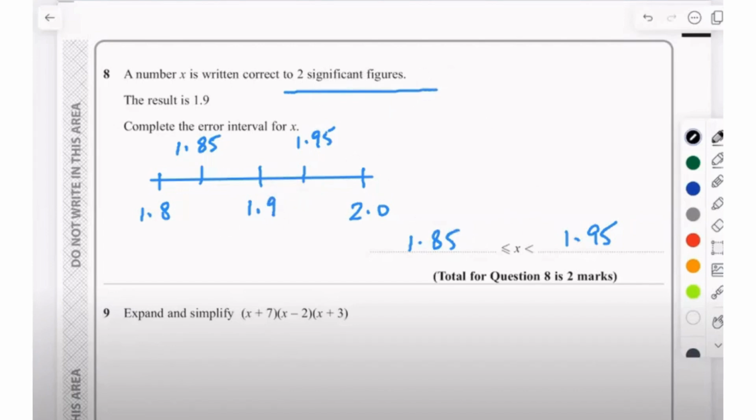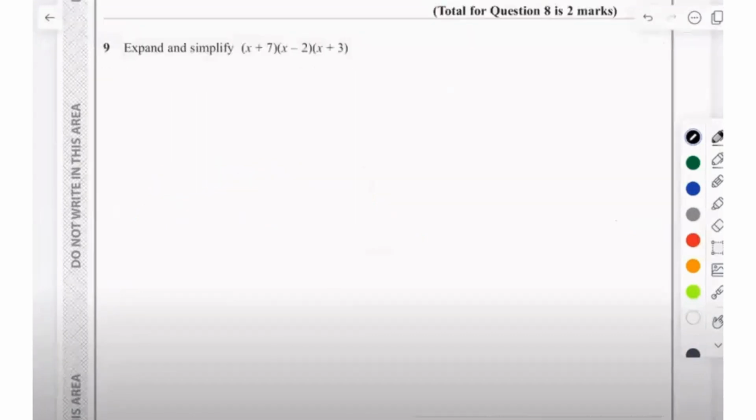So that's your answer. Question 9 says expand and simplify (x + 7)(x - 2)(x + 3). So over here, we're expanding three brackets. It's always advised to begin with expanding two brackets first and then move on to the third one. So I'm going to start with expanding the first two brackets. So we have (x + 7) times (x - 2).